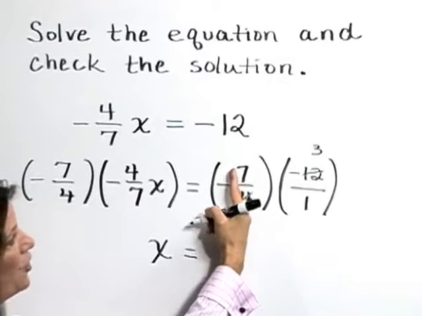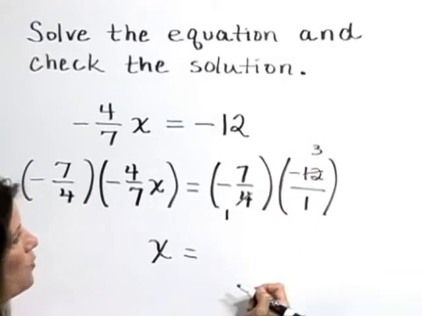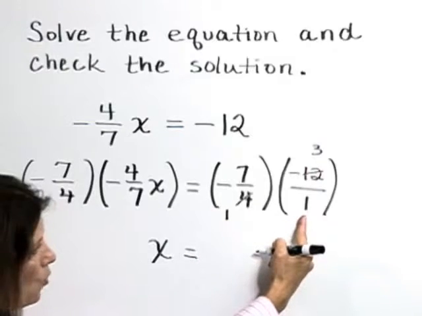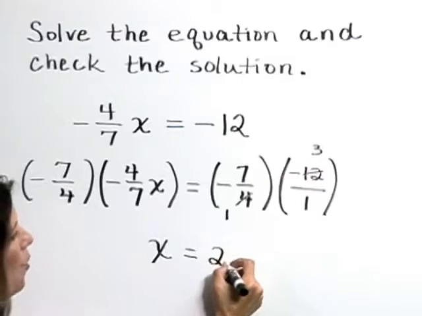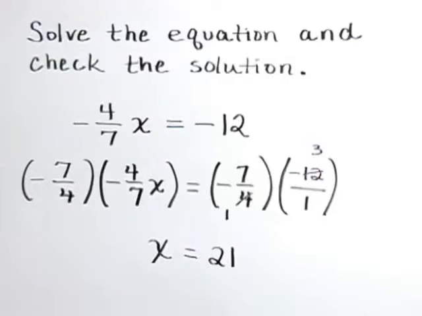Now multiplying in the numerator, 7 times 3 is 21. In the denominator, 1 times 1 is 1. So we have 21 over 1, or just that value of 21. Now let's check this solution.